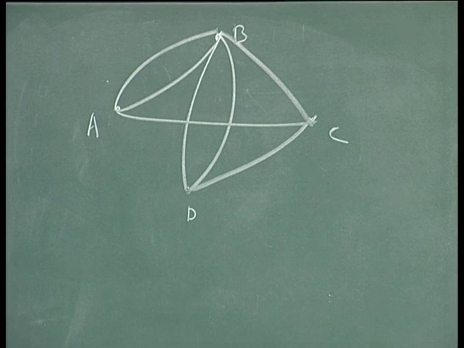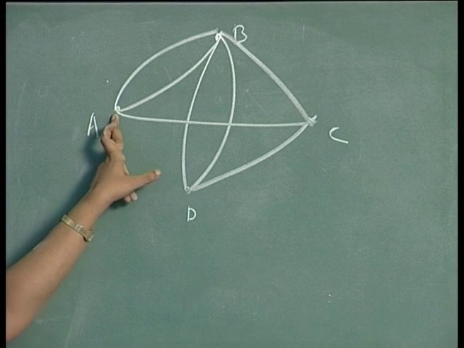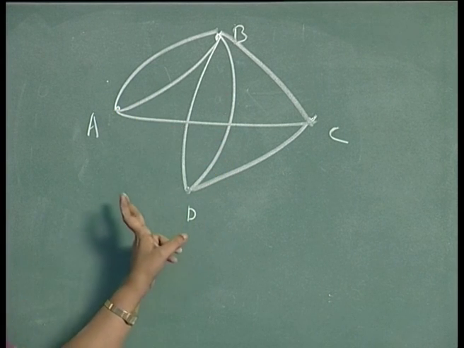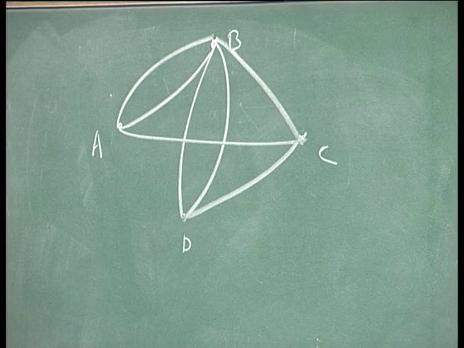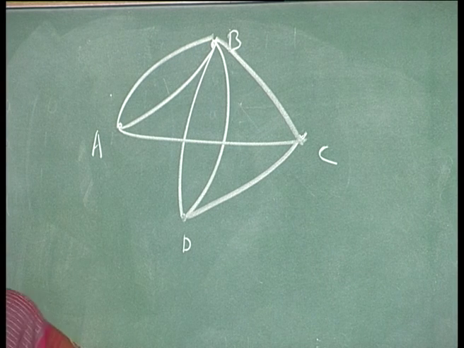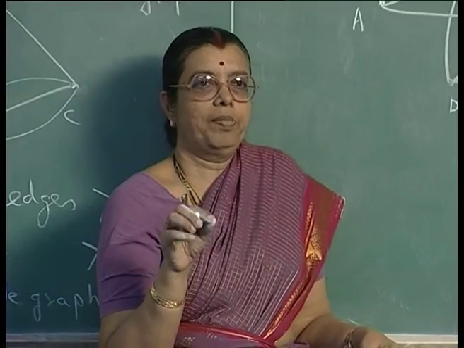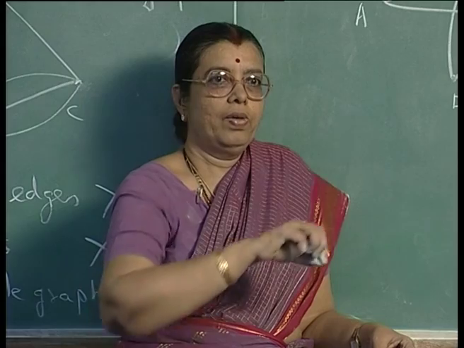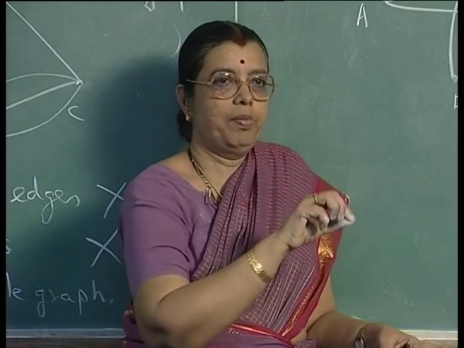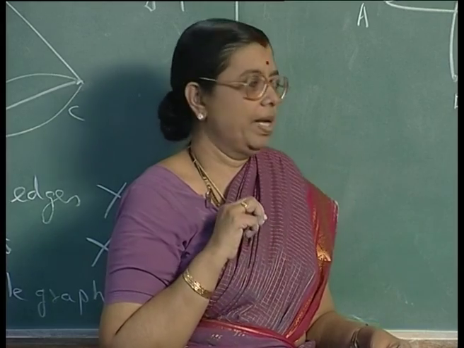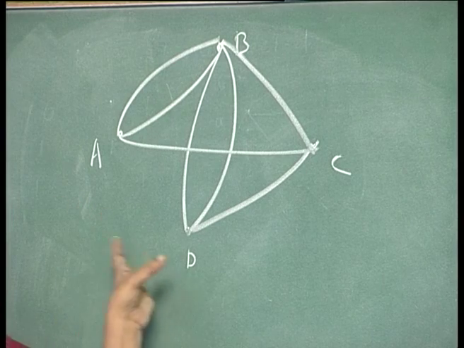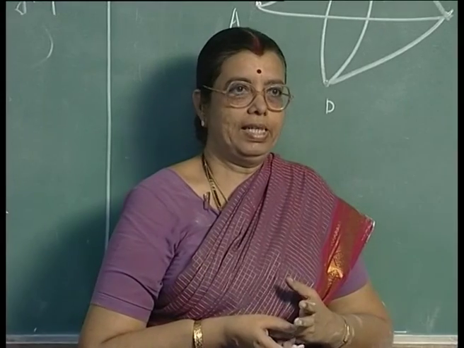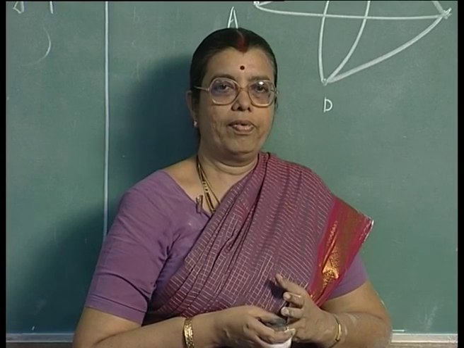Now, the question was, can you start in any one of the positions, pass through an edge exactly once and reach the same position? This is also like asking, can you draw a curve without lifting the pencil? You draw from one node to another node and then reach the same node without lifting the pen. This one you cannot do like that. And why is that? Because this is not an Euler graph.